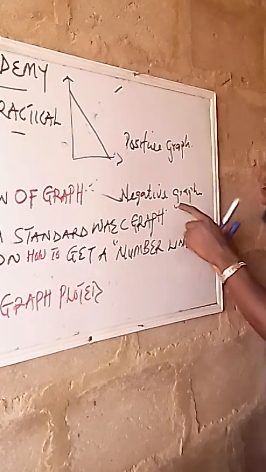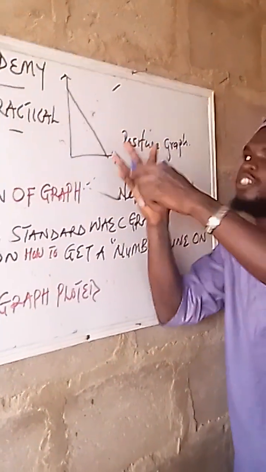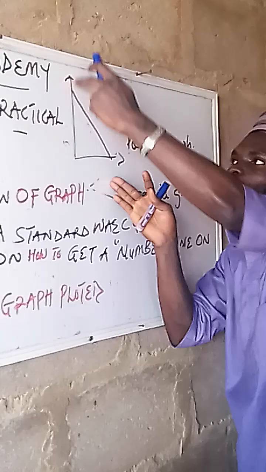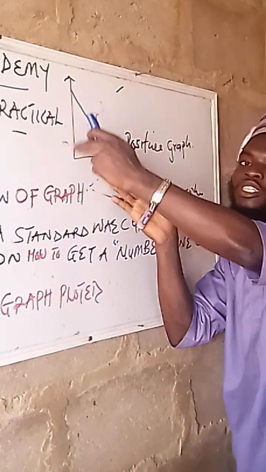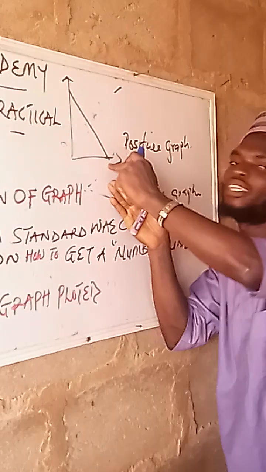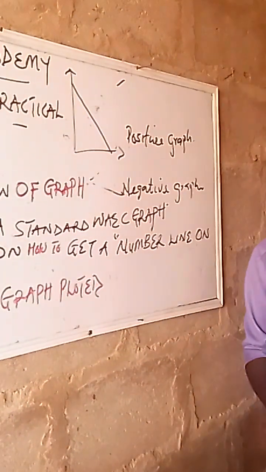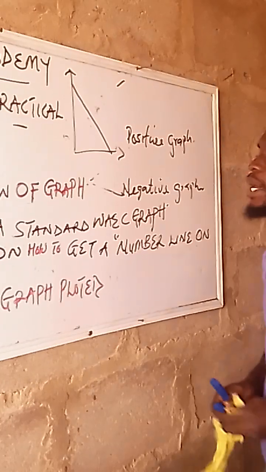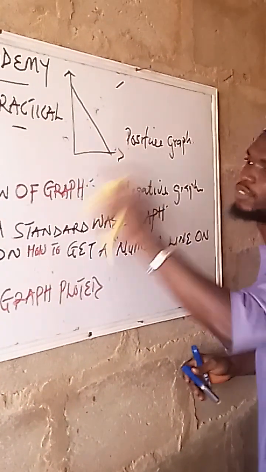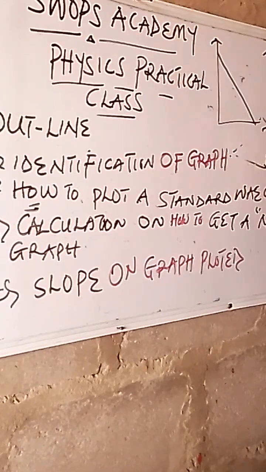So let's define a negative graph. A graph where what you plotted is touching both axes, the y-axis, which is the vertical axis, and the horizontal axis. When it's touching it like this, we call this graph a negative graph. Are we together? That is how we identify negative and positive graphs.